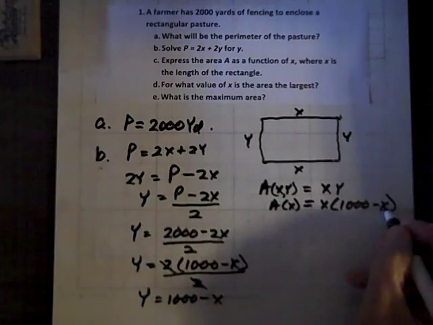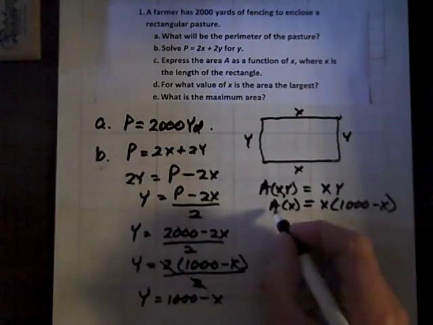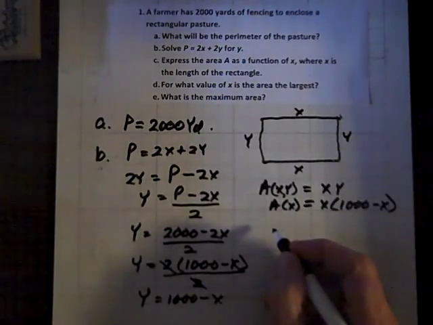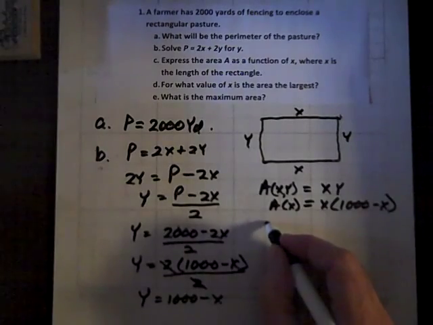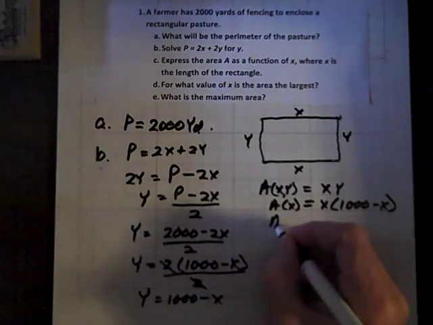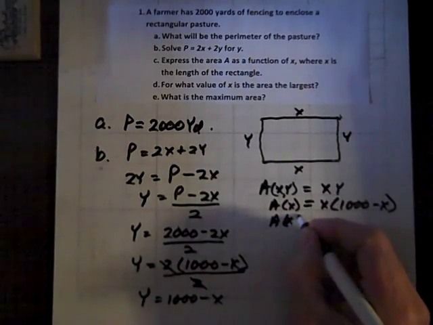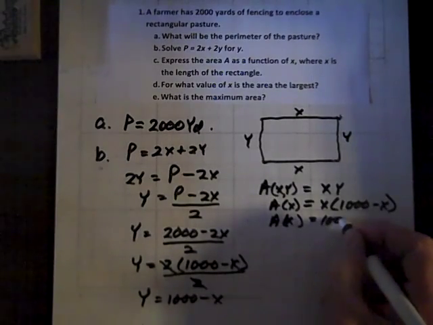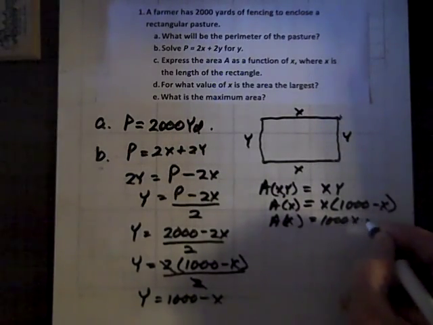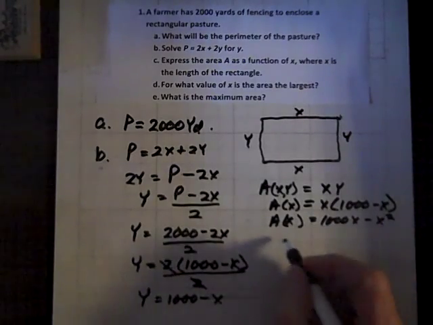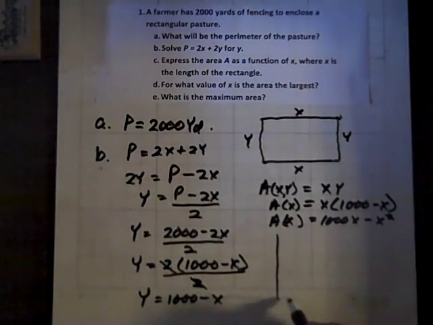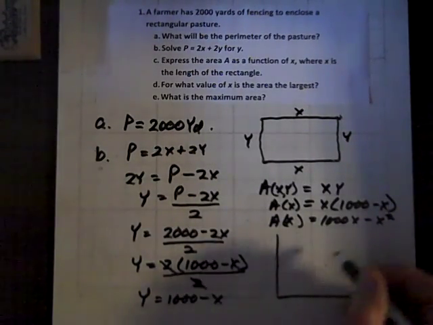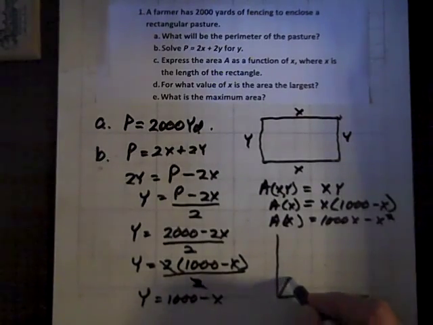And notice the only variable existing on the right here is x, so we've written the area as a function of x. Now, if we graph this equation, by the way, another way to write this is A of x equals, multiplying through by x, 1,000x minus x squared. And now if we graph this function, clearly it's going to be a parabola that opens down because the coefficient on x squared is negative.